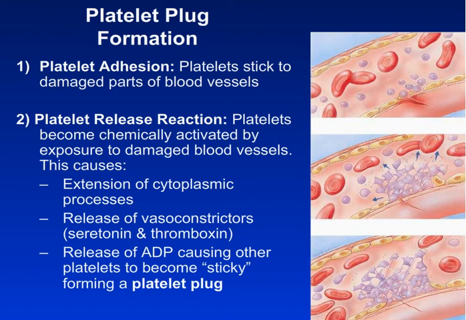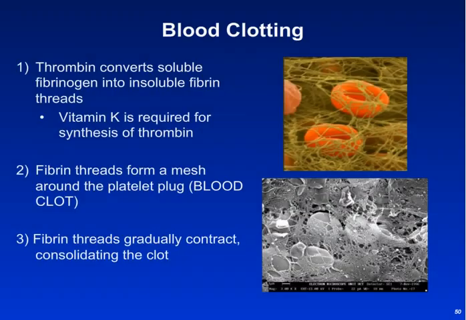And they also release ADP, which activates the other platelets, forming this sticky platelet plug. So I should point out that platelets are only one part of the hemostatic mechanism. We also need several different types of blood factors, including fibrin or fibrinogen, in order to have successful hemostasis.